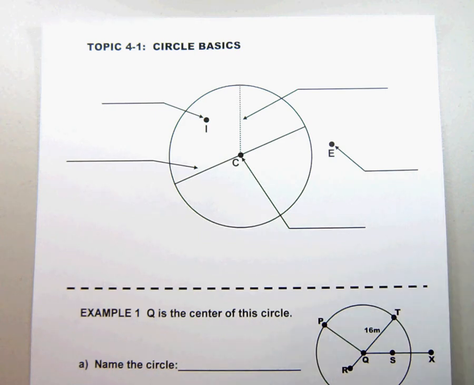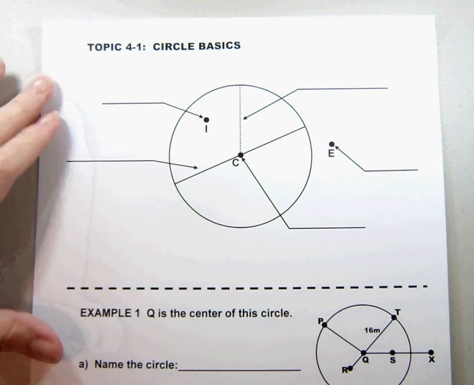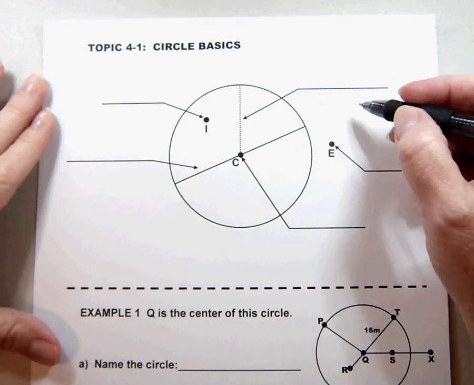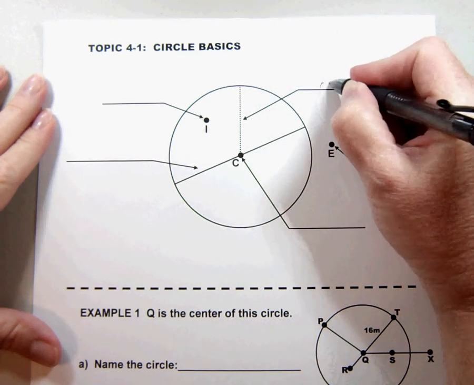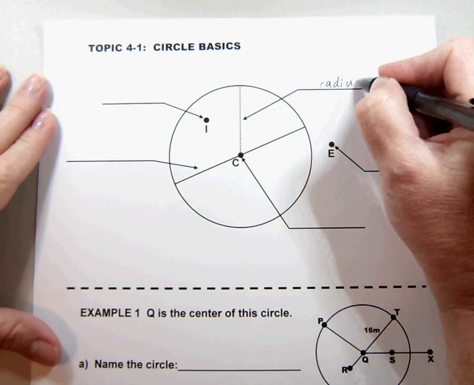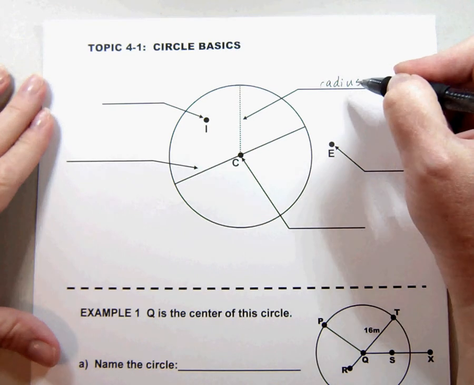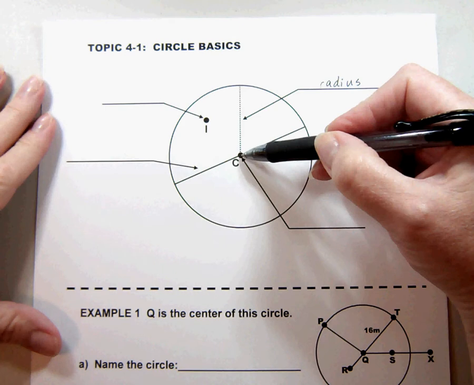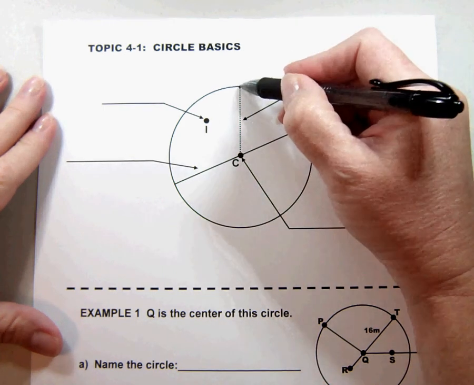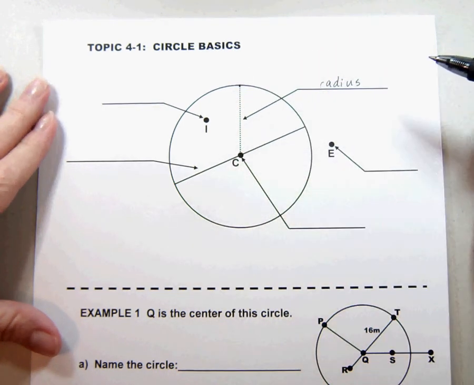Alright, this is topic 4.1, circle basics. We're going to use this diagram and write down and identify each thing that we're pointing to. This first one, this dotted line right here, that's a radius. And a radius is when you connect the center point to a point on the circle. So if there's a point on the circle to the center, that's a radius.